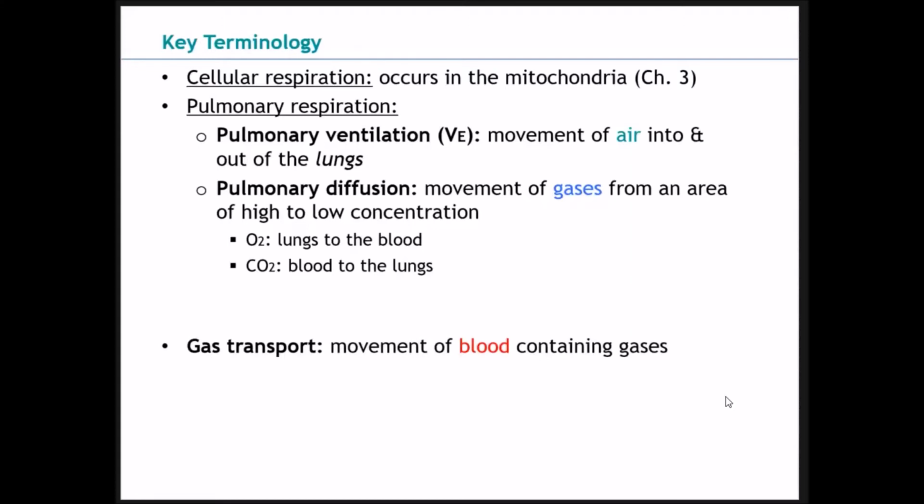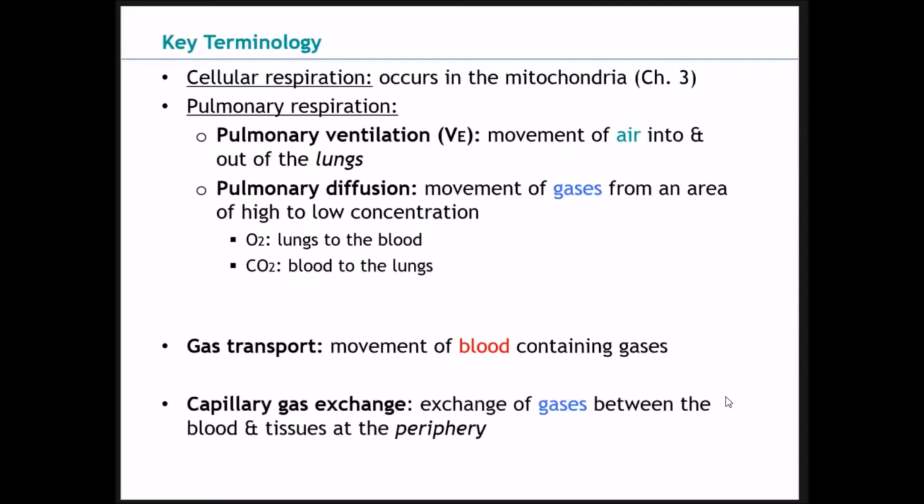Another term is gas transport. So instead of the movement of air or the movement of gas, now we have the movement of blood containing gases. Blood is the primary transporter of these gases throughout the body. So when the blood is moving, it contains oxygen, it contains carbon dioxide. That's basically our gas transport. It's how these gases are transported.